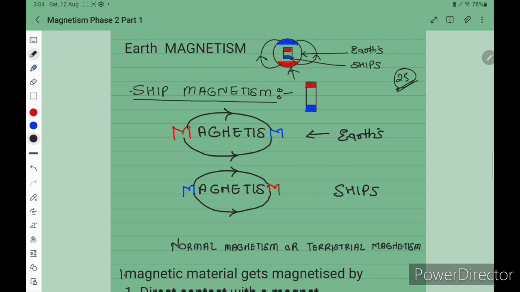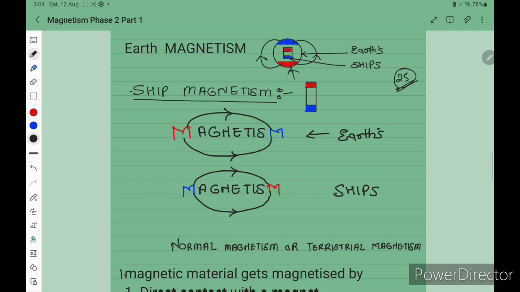Before going to the ship's magnetism, we will discuss three kinds of magnetism: earth magnetism, the normal magnetism which everyone has at home, the one we played with in childhood, and ship's magnetism. Because the ship is made of steel, it behaves somewhat differently, so we will also discuss ship magnetism.